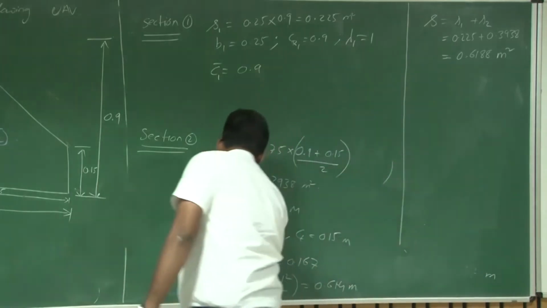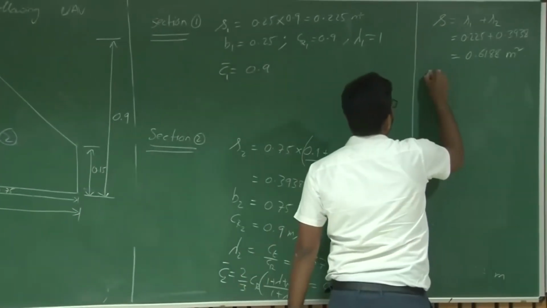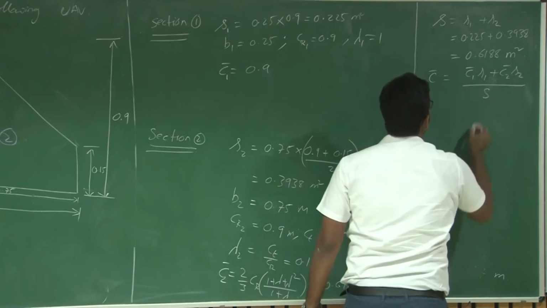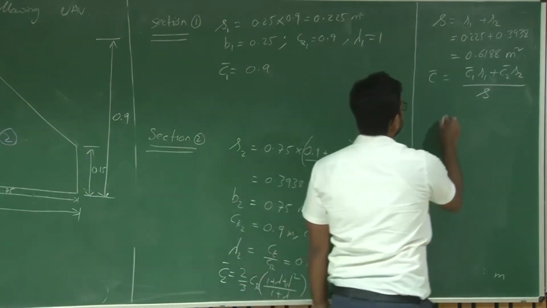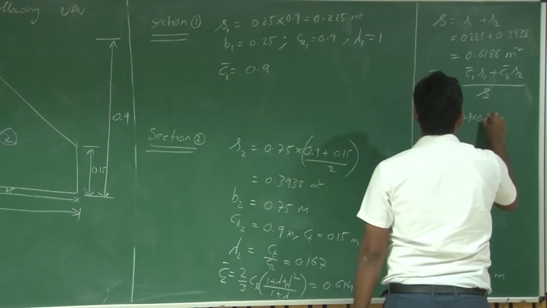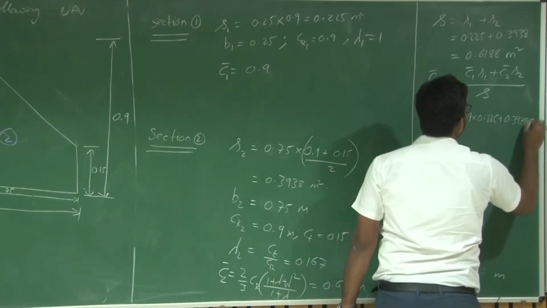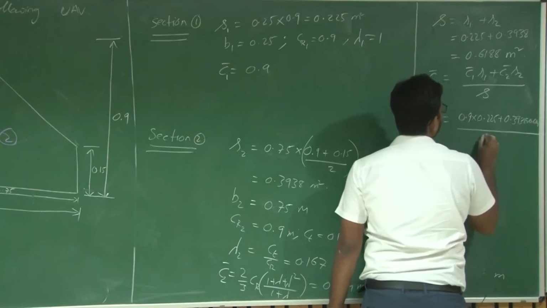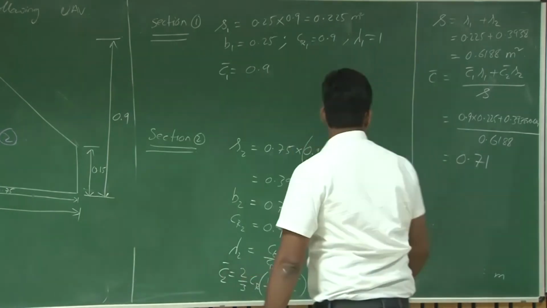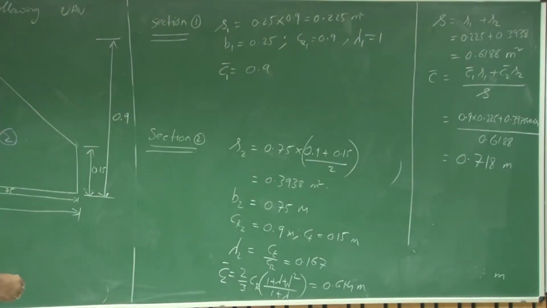Now we have C bar 1 and C bar 2. To find out the mean aerodynamic chord of this configuration, we can take the weighted average of this, which is C1 bar S1 plus C2 bar into S2 divided by S. So this equals 0.9 into 0.225 plus 0.3938 into 0.614 divided by 0.6188. This equals 0.718 meters. 0.718 is the mean aerodynamic chord for this configuration.